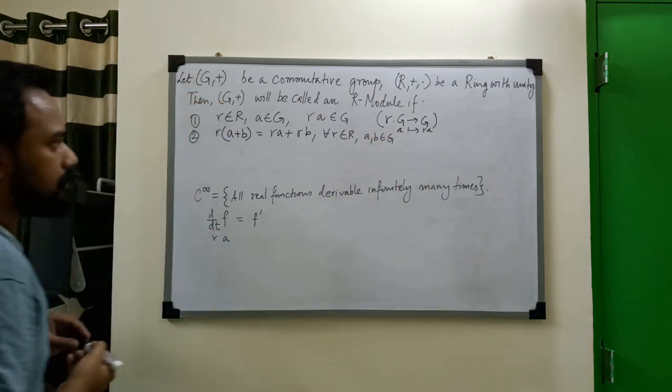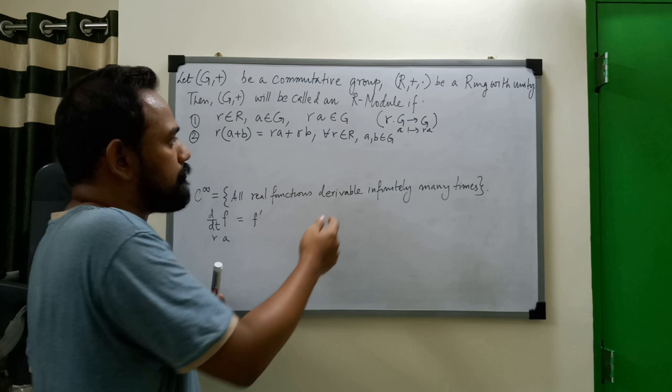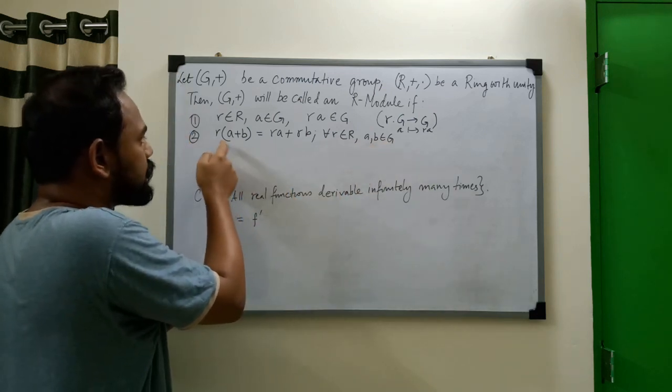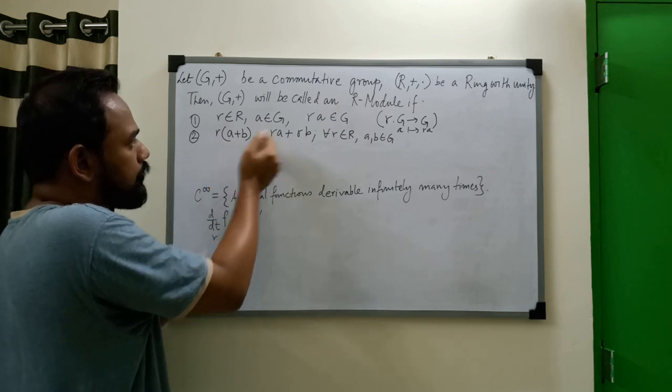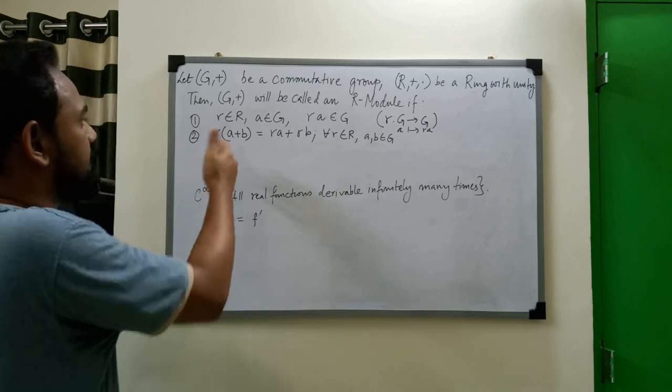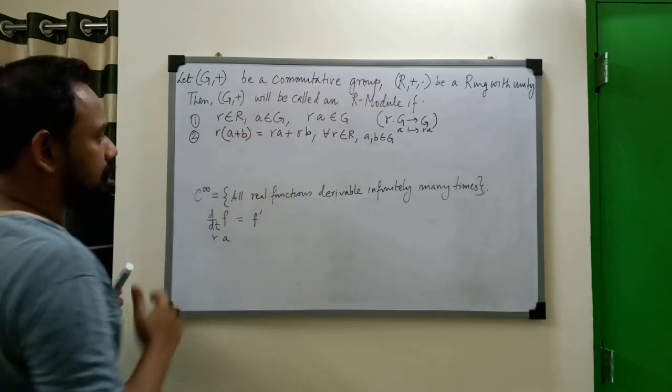If the action is like this, that if you take any two elements from G and an element from R, and the action on this addition is sort of distributed, just like the distribution property, then it goes one step towards being called an R module.